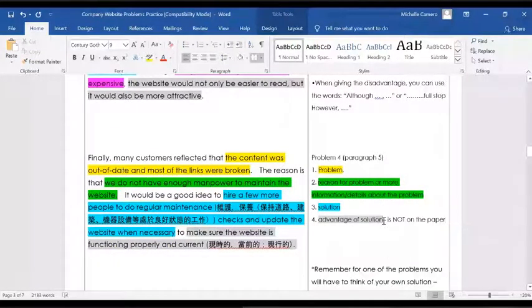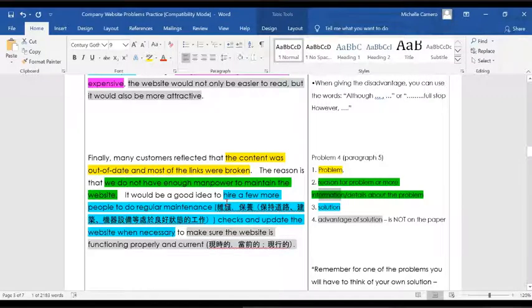So let's look at this paragraph. Okay, so the problem. Finally, many customers reflected that, so that's a good way to start your sentence. The content was out of date and most of the links were broken. Then we want more information. So you can start the sentence with, the reason is that we do not have enough manpower to maintain the website. Then you want to give the solution.